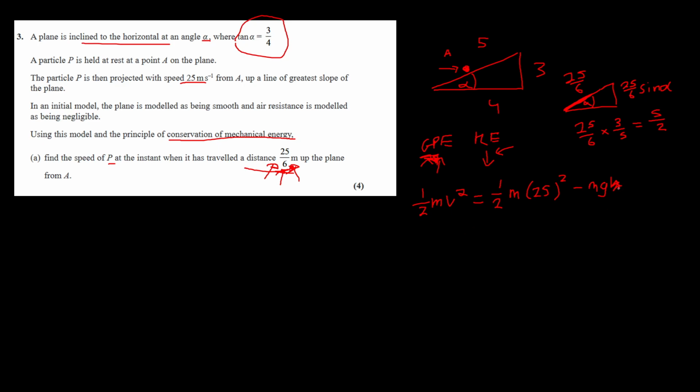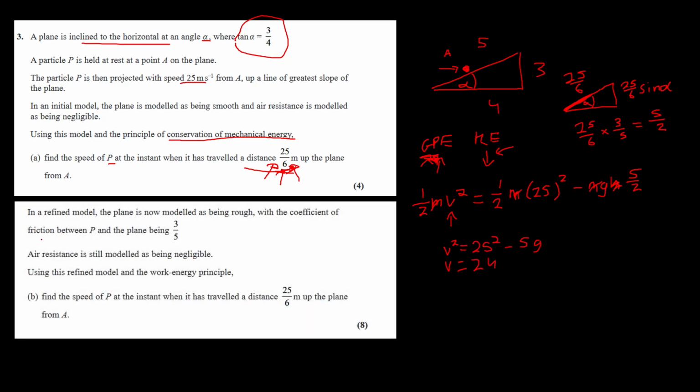So we can replace our height with 5/2. And notice how we can cancel out all of the masses. Well, we can divide by the mass. From here, all we need to do is solve for v. So if we multiply by 2, we get that v squared is equal to 25 squared minus 5g. And so v is equal to 24.